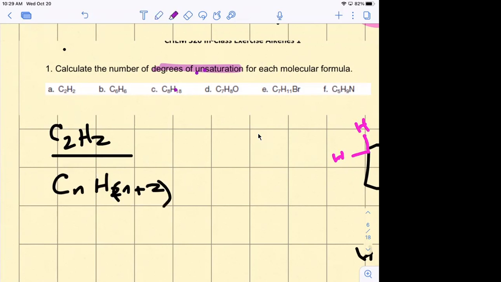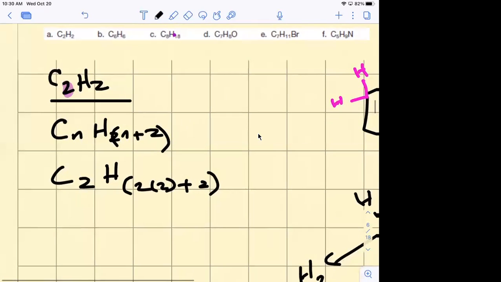So we have two carbons, and we're going to put that number in down here. C2H, 2 times 2 plus 2. Is that right? So 2n, where n is the number of carbons. I'm going to stick that number in there. So it should be C2H6. Is that right? That's what it should be, yes?